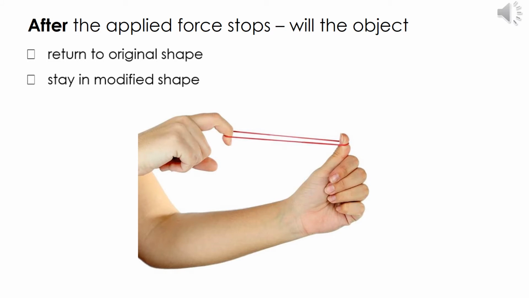After the stretch force of this rubber band stops, will the rubber band return to its original shape or stay in its modified shape? Let's think about if we did this ourselves. We stretch a rubber band and then we let it go. How does the rubber band look? Does the rubber band still look stretched or does it return to its original shape? That's right, it returns to its original shape.